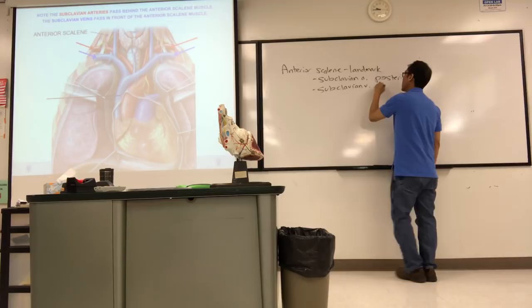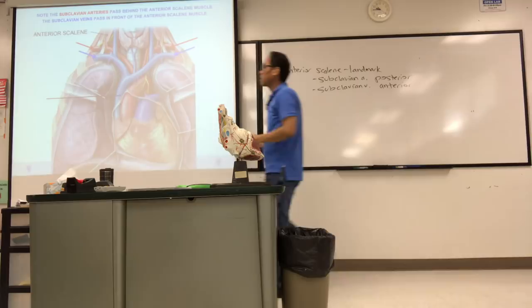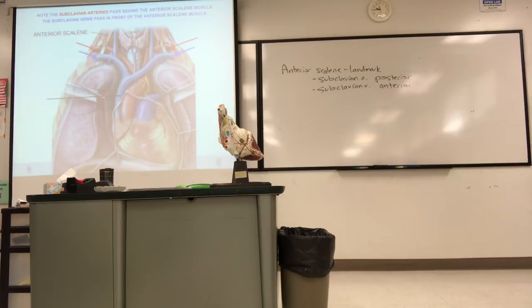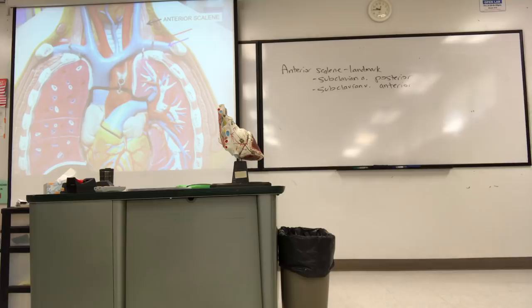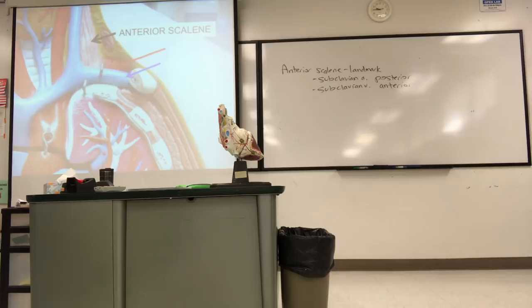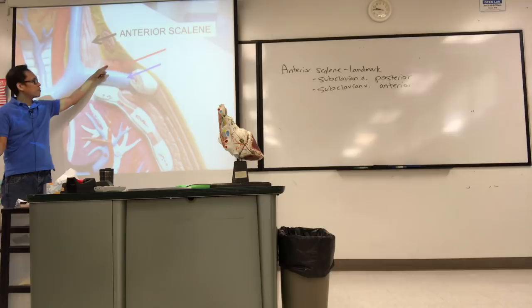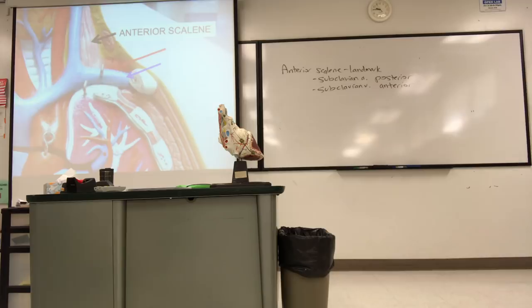That's the anatomy there. There's a torso back there. It's the 3D model. Let me zoom in just a little. If I'm pointing to the muscle, and it's the anterior scalene, obviously the one, look, it's red, so it's the artery, right? It's a subclavian artery. It's a subclavian vein in front of it. So that is shown on some of our models there.